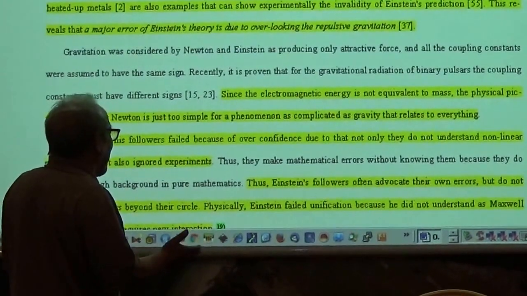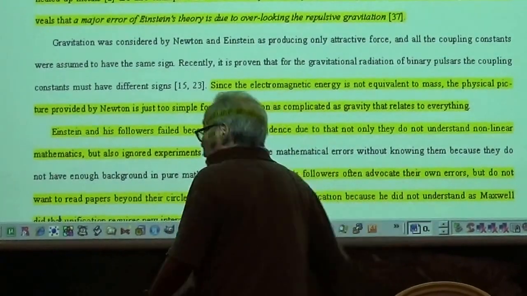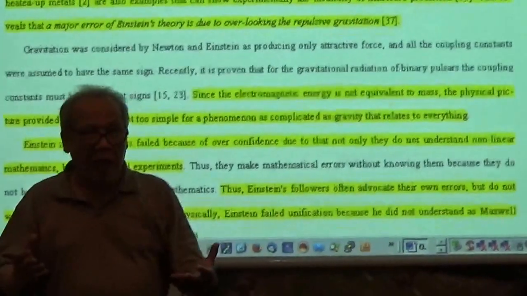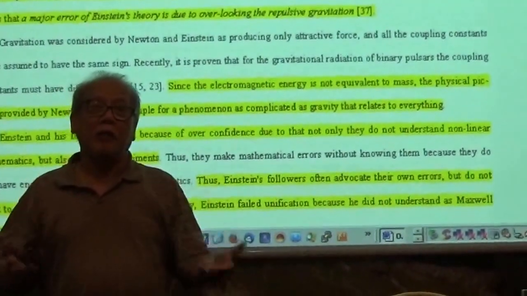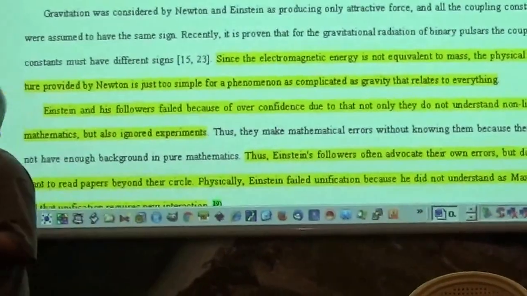Thus, Einstein's followers often advocate their own error, but do not want to read papers beyond their circle. Physically, Einstein failed at unification because he is not like Maxwell. Understand, a unification requires a new interaction. So that's why Einstein is behind Maxwell on this.